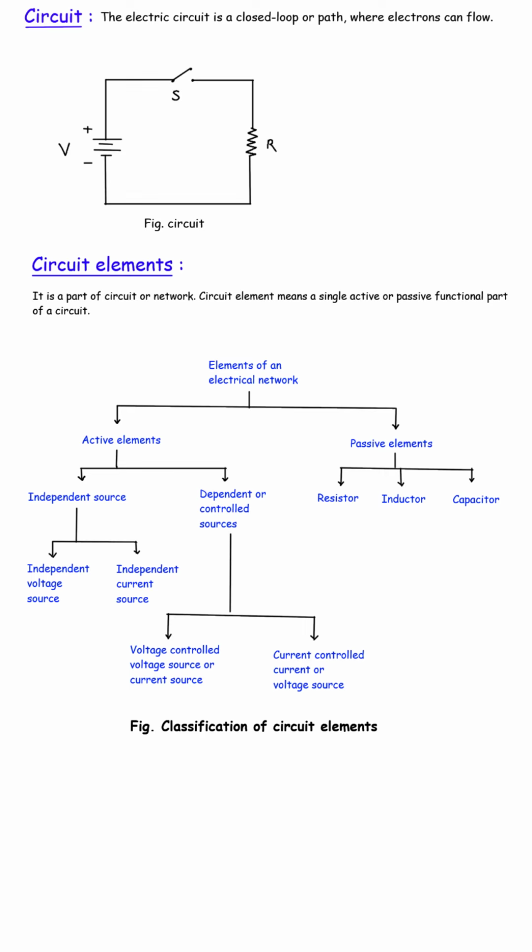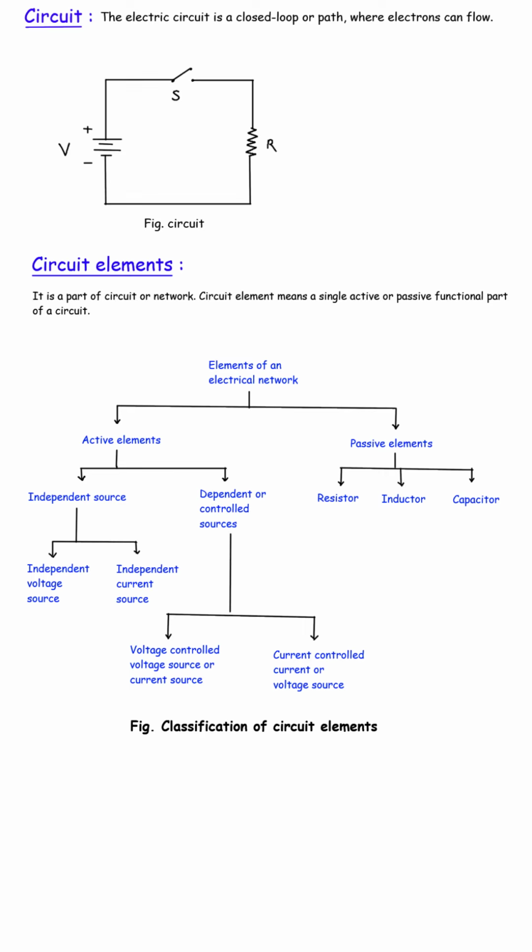Active elements can supply energy to the circuit. These include independent sources like batteries or power supplies, and dependent or controlled sources which depend on some other voltage or current in the circuit. Independent sources can either be voltage sources or current sources. Controlled sources are more advanced and can be voltage controlled or current controlled, and they can also supply voltage or current based on how they are designed.